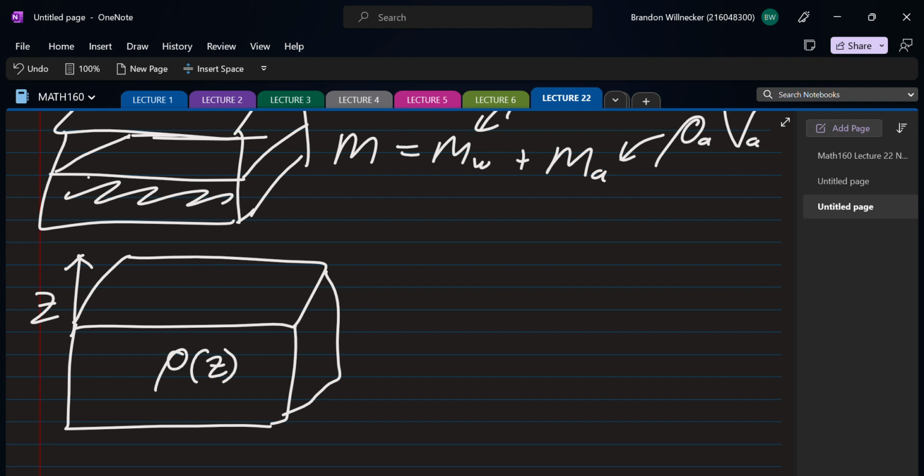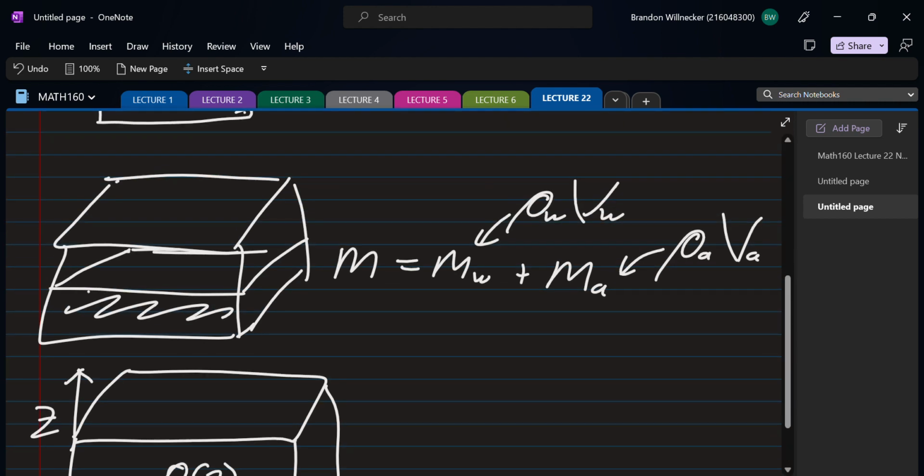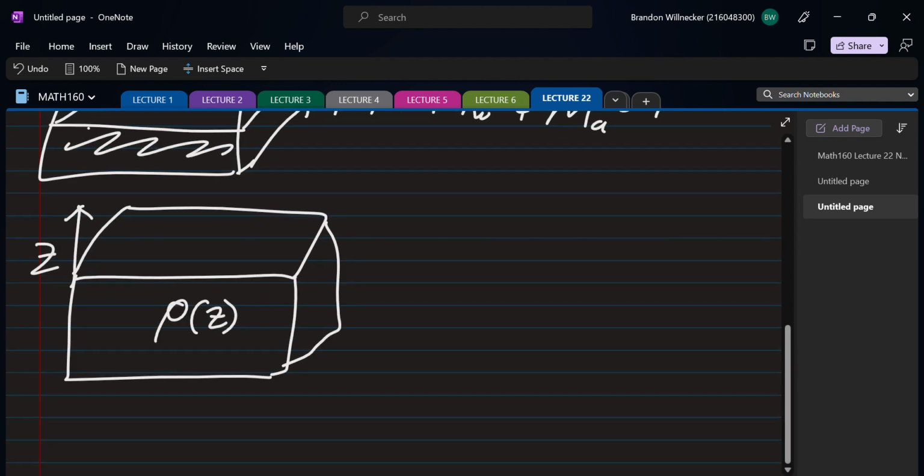Okay. So if I ask you, what's the mass of the box? We're going to do the same thing as before. We want to add up all the masses of every infinitesimal layer. The mass is the density times the volume. So we're going to do the same thing here.